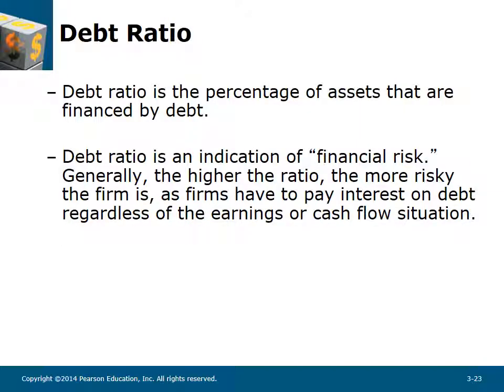The debt ratio is one of the ratios used to compute financial risk of a company. It's the percentage of assets that are financed by debt. You take total liabilities divided by total assets, and that will tell you what percentage of assets still have debt associated with them. Generally, the rule is, and we're going to look at this in Chapter 4, the higher the ratio, the more risky the firm is, as firms have to pay interest on debt regardless of whether they make money or have the cash flow. That's why we don't really like debt in the company.